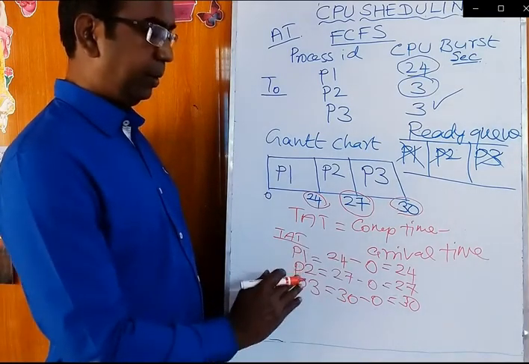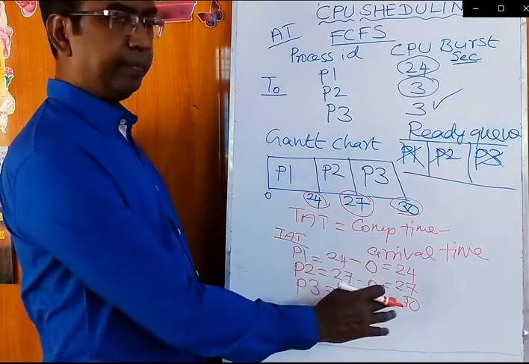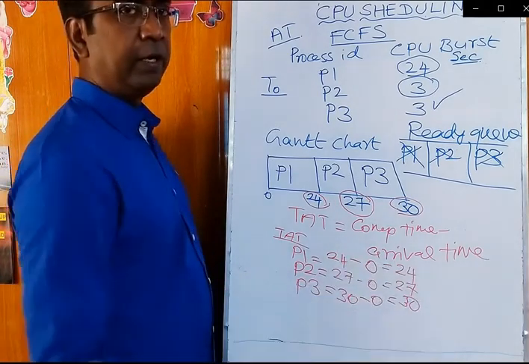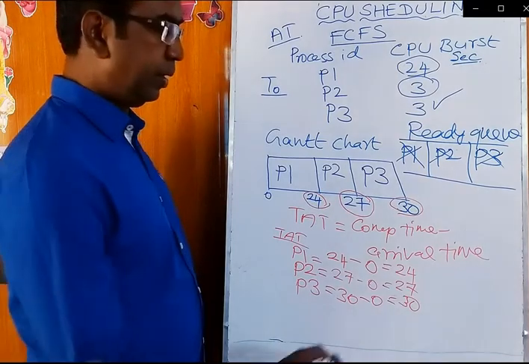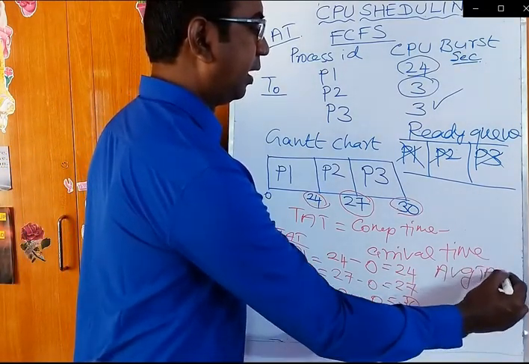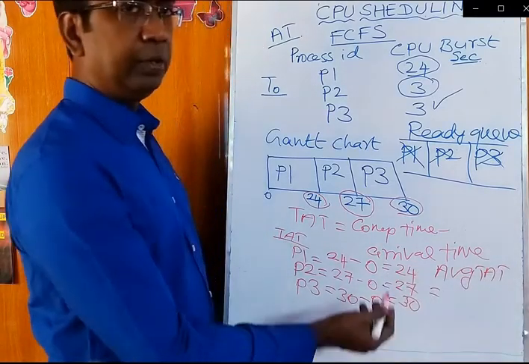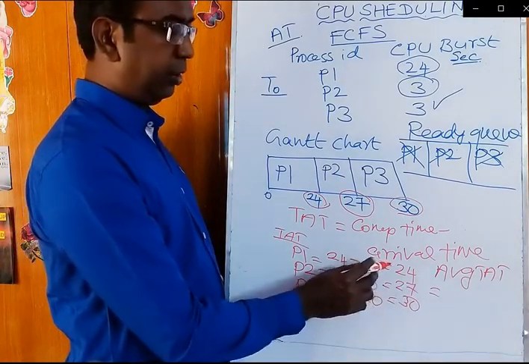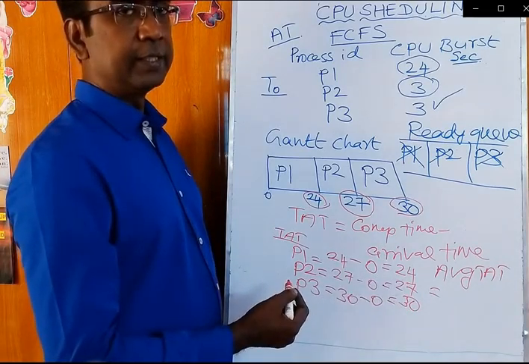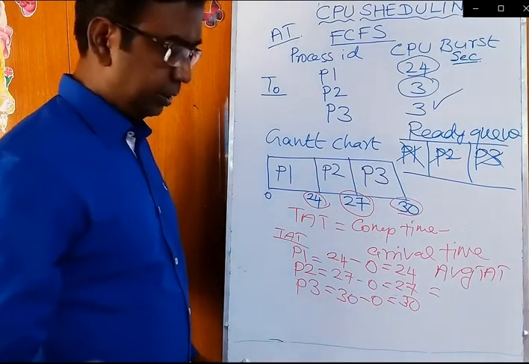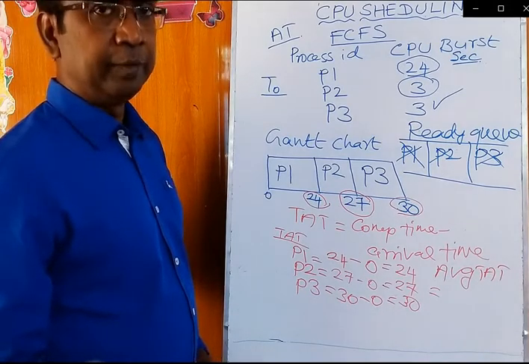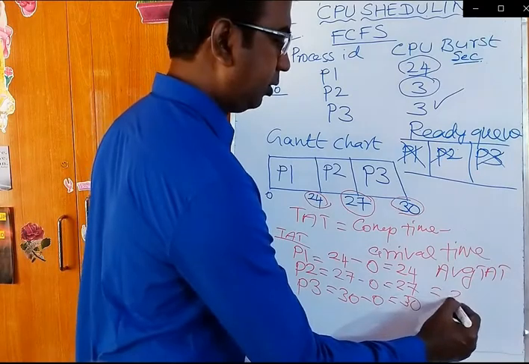According to this, for P1, P2, P3, the completion times are 24, 27 and 30, with no arrival time. So this is the turnaround time for each process. Now what is the average turnaround time? It is very simple to calculate with 3. 24 plus 27 plus 30 divided by the total number of processes, 3. You can quickly go through and check. The average turnaround time will become 27.